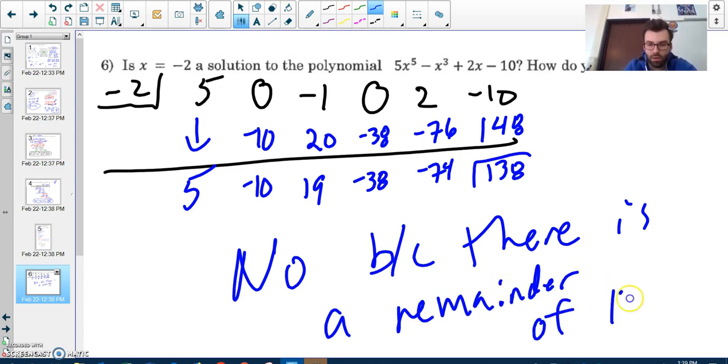Now, on the answer key, I believe it says 64. I just double checked that work, and obviously I got something else. We forgot to include this placeholder here for the 0. Apologize for that. You should have 138 as your remainder. Either way, you'll see that this is not a solution. So no matter what, you should still get no solution.